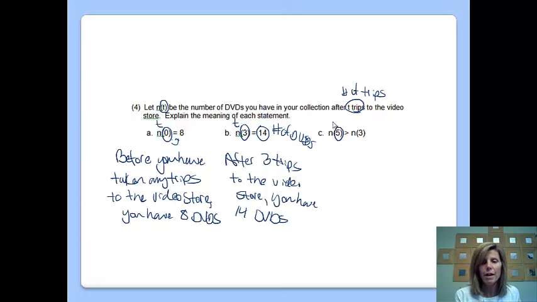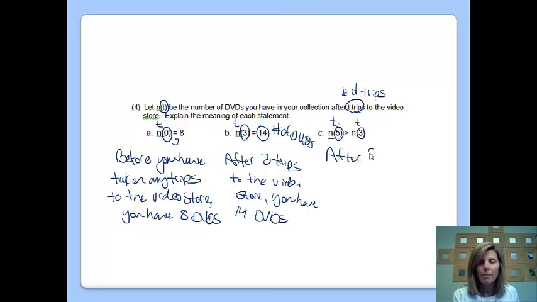All right, and then C, this one's a little different. It says N of 5 is greater than N of 3. So we know that 5 stands for the T, so does 3. So this first one means after 5 trips to the video store. This one means after 3 trips to the video store. And remember, N stands for the number of DVDs. So the way that I would read this, after 5 trips to the video store, I have more videos than I had after 3 trips, and I think that would make sense because the more you've gone to the video store, the more DVDs you're going to have.